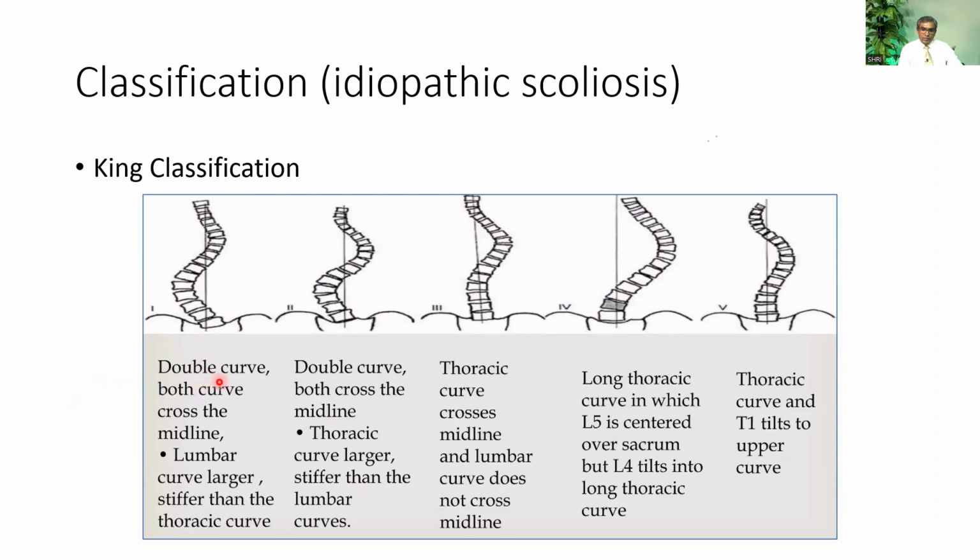1 is a double curve where the lumbar curve is bigger. 2 is again a double curve where the thoracic curve is bigger. 3 is where the main curve is the thoracic curve, and the lumbar curve stays in line. When it comes to 4, both the lumbar curve and the thoracic curve are away from the center sacral line. And when it comes to 5, you have 3 curves. So that's the King classification, which has been there for a long time, and it's much simpler.